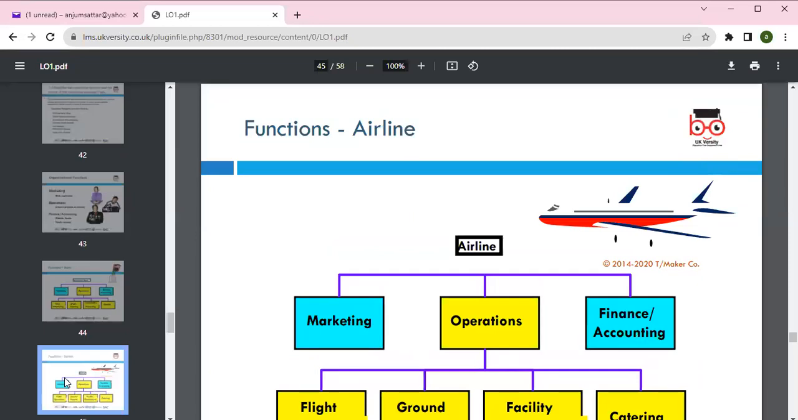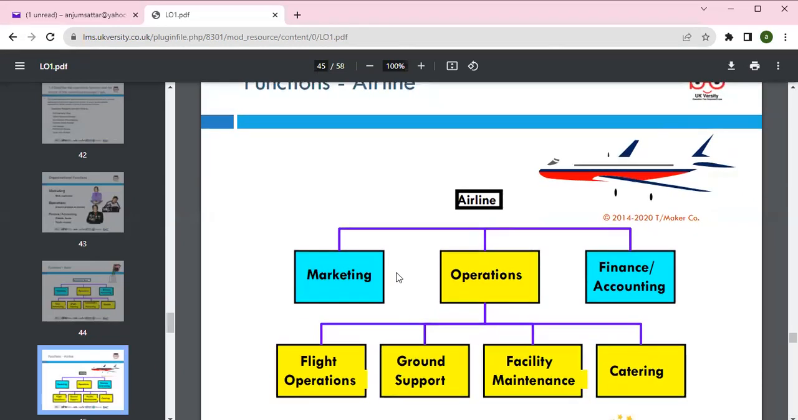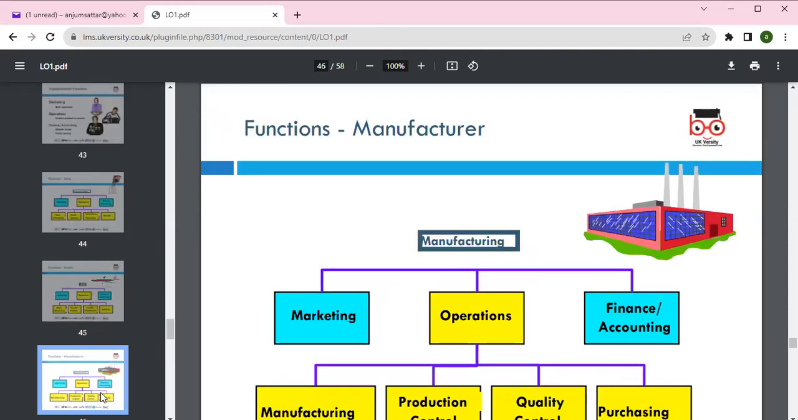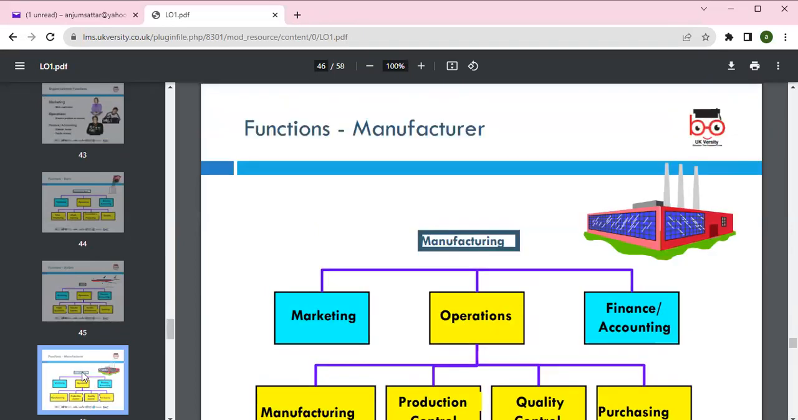Airline: marketing, operations, facilities, the airline booking service, and we need ground support and flight operations, so we can run everything effectively. We can look at manufacturing, marketing, operations, and finance. When we look at operations in manufacturing: production control, quality control, and purchasing. Those are very important.